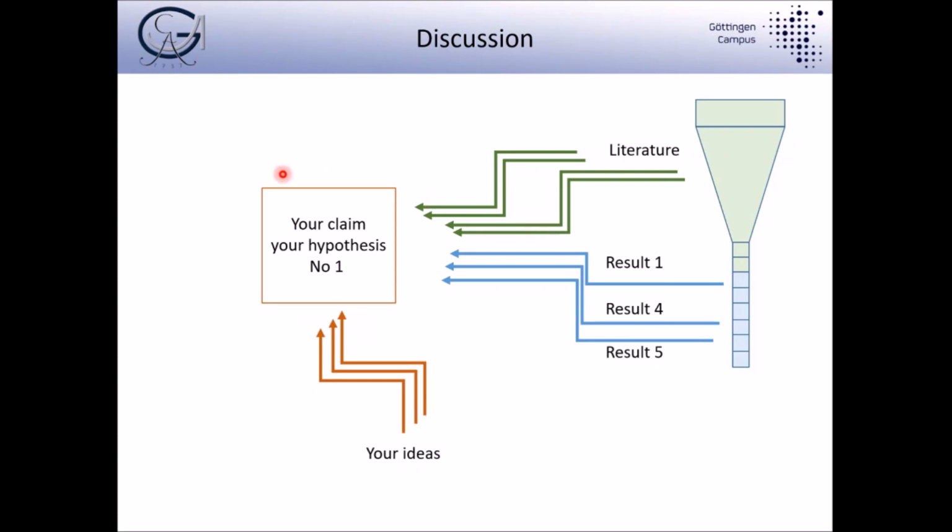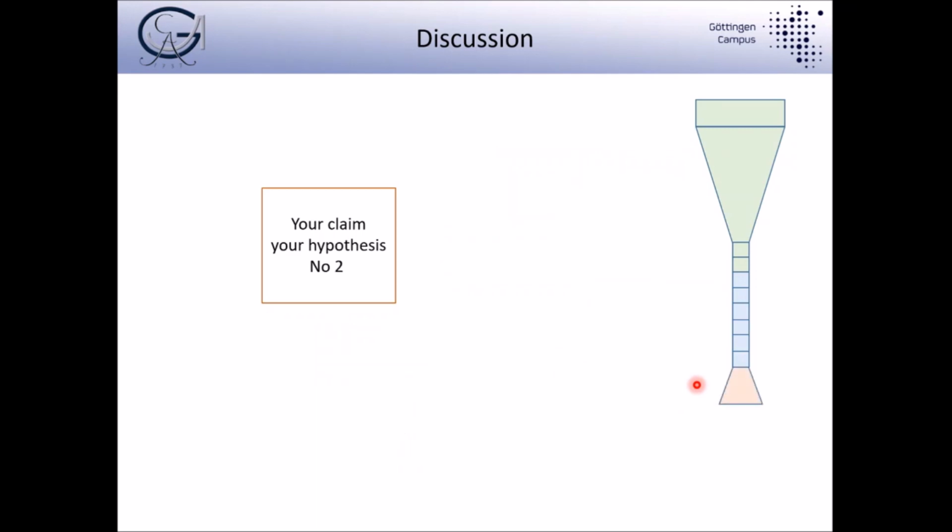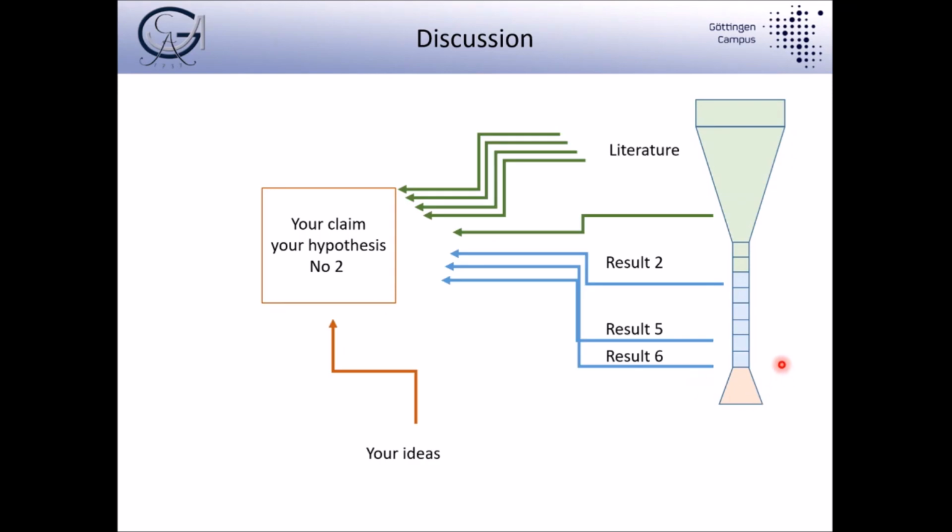And this together will make your first part of the discussion. Then you have a second hypothesis, and again you take the results, but now it's a different selection of results. For instance, number 2, 5 and 6. You have a different body of literature and you have different ideas that you contribute, and this is then the next part of the discussion, and then you add another one and so on.